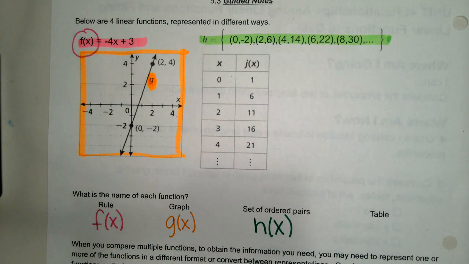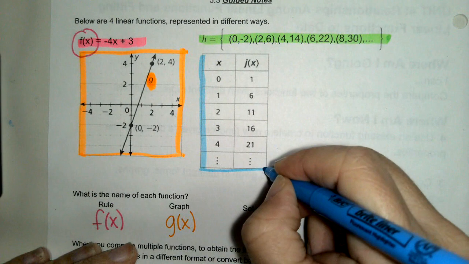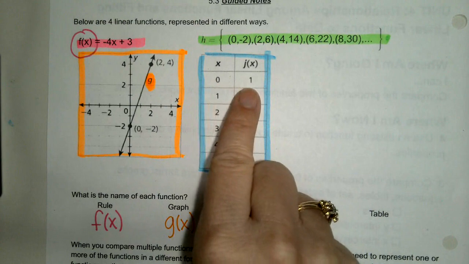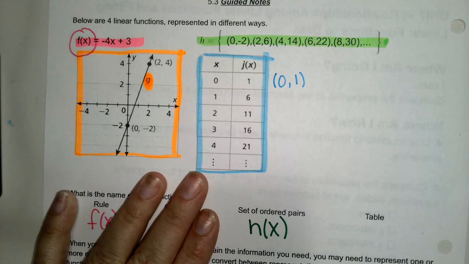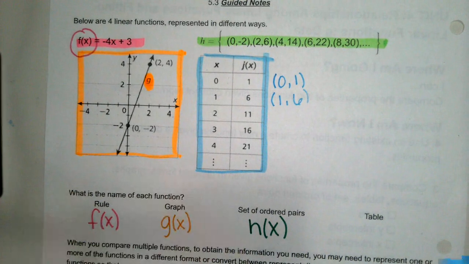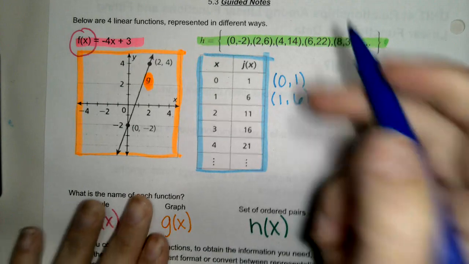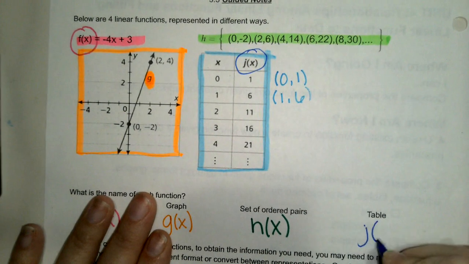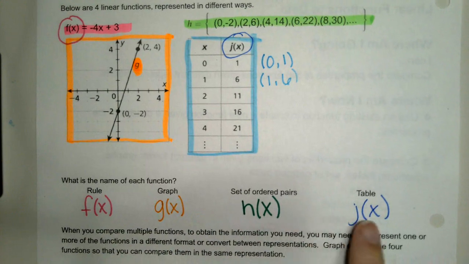And then our last function is a table, and that table is a set of ordered pairs all in itself. If you look at it, this is your x value, this is your y value. So that first ordered pair would be written like this, 0, 1. The second ordered pair would be 1, 6, so on and so forth. Now, if you have looked at this table already, you'll see that it's named J of x. So that table's name is J of x. So we have four functions, f, g, h, and j.